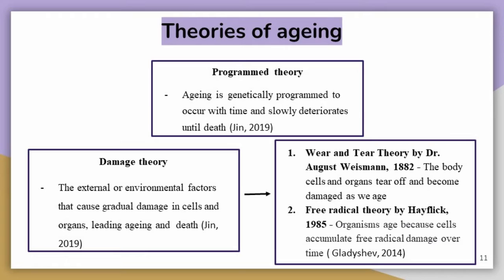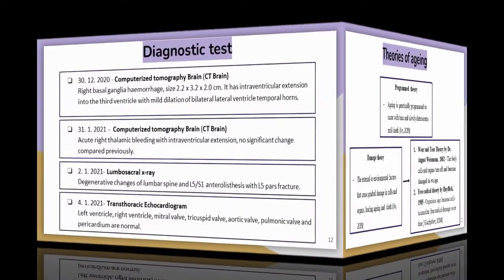In this case, the patient is having uncontrolled blood pressure due to poor sleep pattern. It causes a spike in blood pressure that leads to ruptured brain arteries. Patient age may become defective that cause the brain arteries weakening and easily ruptured, as illustrated by the wear and tear theory. Next, diagnostic test.